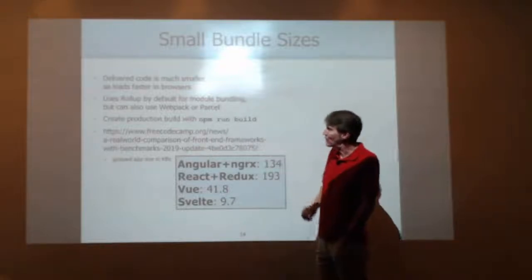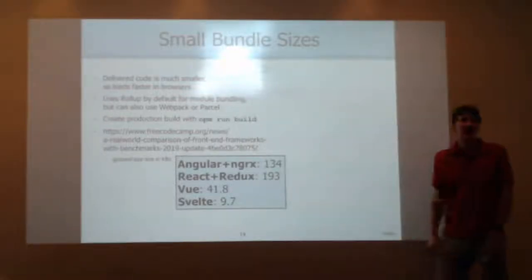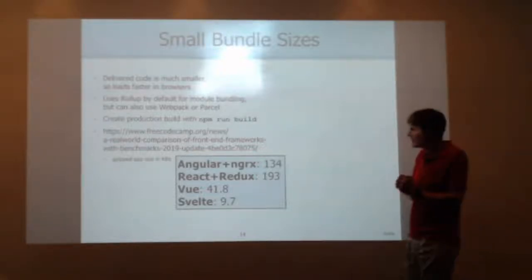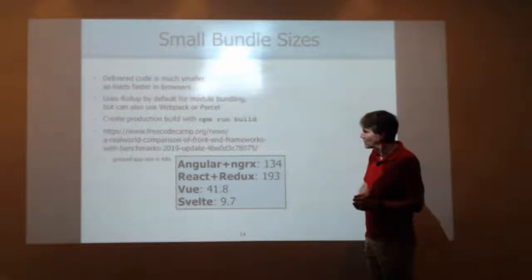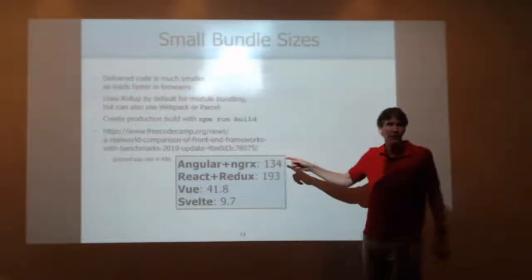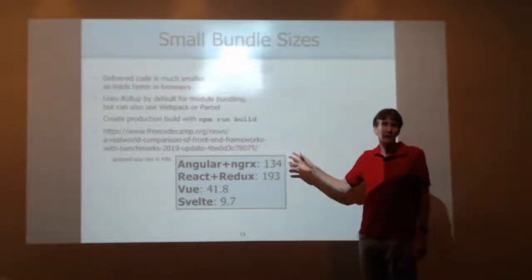If you go out to this website, they wrote a non-trivial app, not like my to-do app, in a bunch of frameworks, and they built them for deployment, not for development use, but they tried to get it all optimized as much as they could, and they came up with these numbers for the size. And you can see that it's really striking. This number is so far away from all of those. It's like an order of magnitude difference.